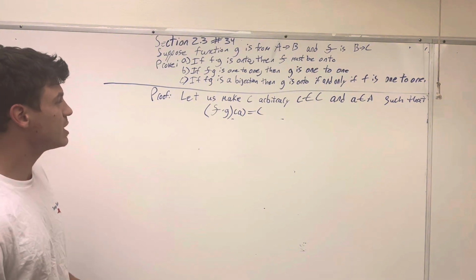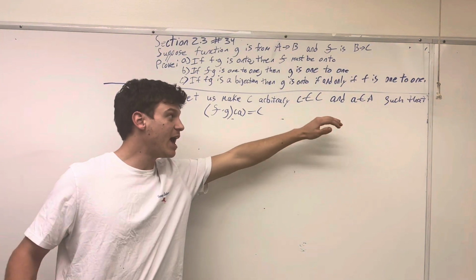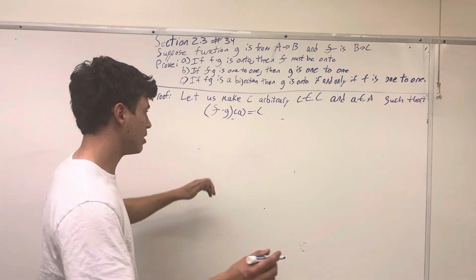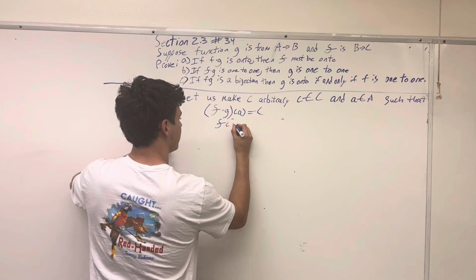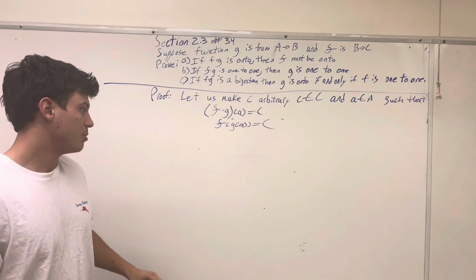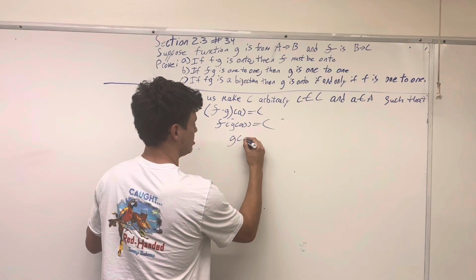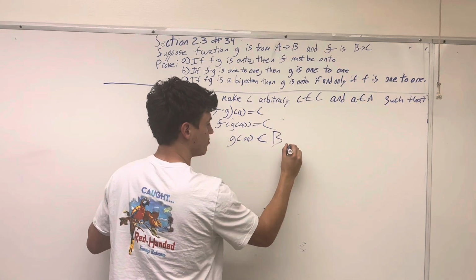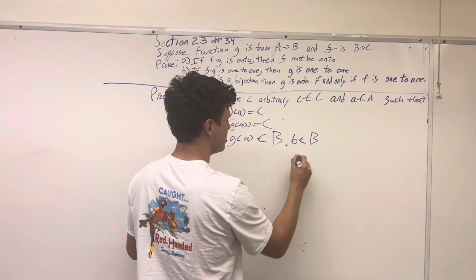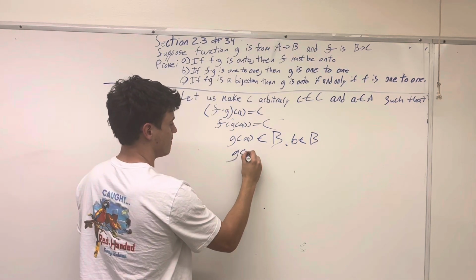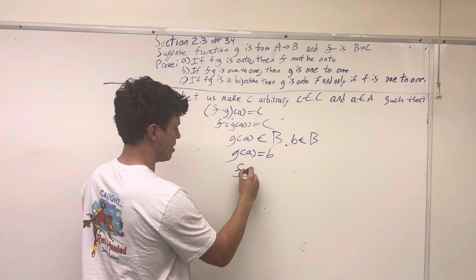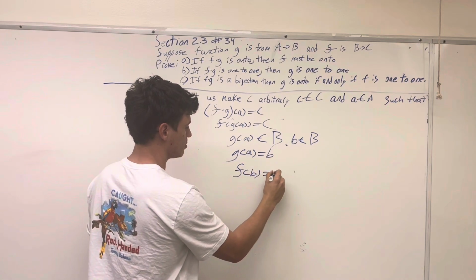Now let's prove it. Let us make c arbitrary in C and a in A such that f composed with g of a is equal to c. Now let's reorganize this equation. We have f of g of a is equal to c. We know that g of a takes us to the set B, therefore it is contained in B. Let's make b in B such that g of a is equal to b. Let's plug this in. We have f of b is equal to c.